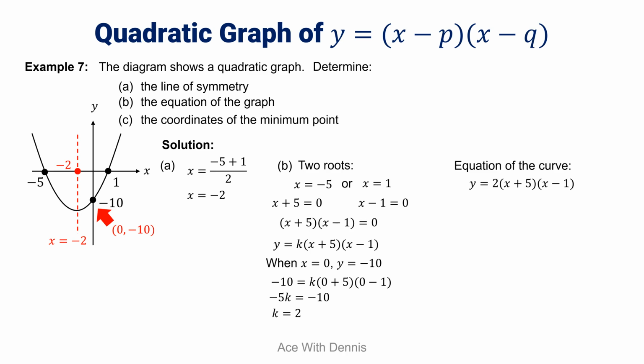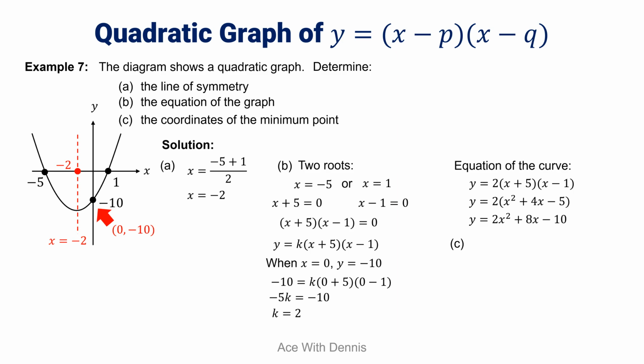So forming the equation, we get y equals 2 bracket x plus 5 times bracket x minus 1. We can expand the bracket, y equals 2 bracket x squared plus 4x minus 5. Expand again, we will have y equals 2x squared plus 8x minus 10. So this is the equation of the curve.